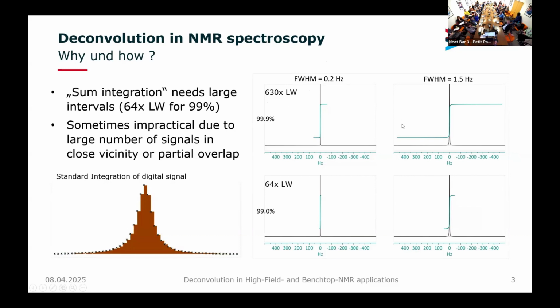So for signals with a quite realistic line width, you get a very, very broad range to integrate, which could be impractical due to the large number of other signals in there, or even some partial overlap, even on very small integration ranges.